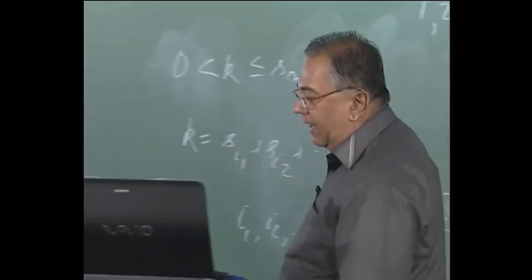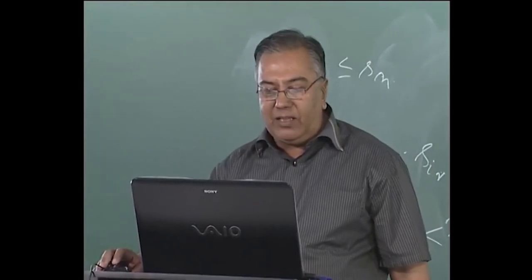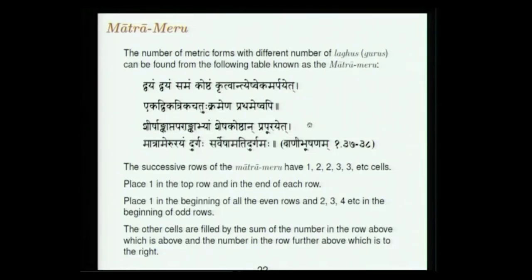So, how did they arrive at it? Now, first, how did they describe this meru? Dvayam dvayam samam koshtham kritva antyeshu ekamarpayet. Eka dvika trika chatu kramena prathameshvapi. Shirshankapta parankabhyam shesha koshthan prapurayet. Matra meru rayam durgaha. Sarvesham ati durgamaha. So this is Vani Bhushana.